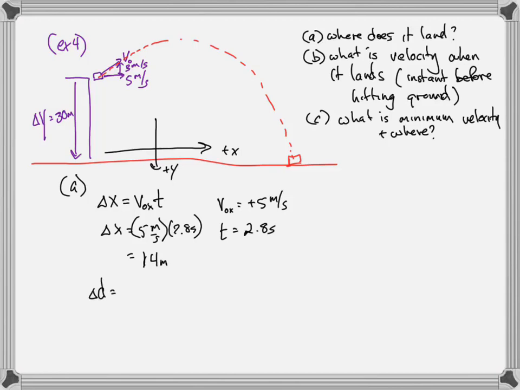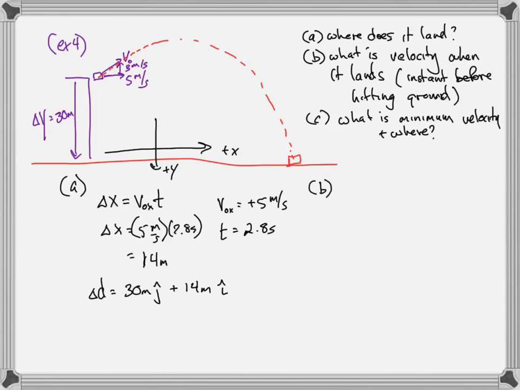The total displacement is 30 meters down plus 14 meters over. Or in words, you could just say 14 meters from the base of the building, horizontally. Okay, that's part A. We didn't have to do much there.